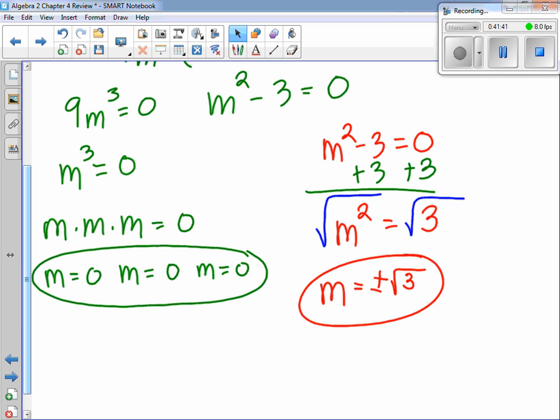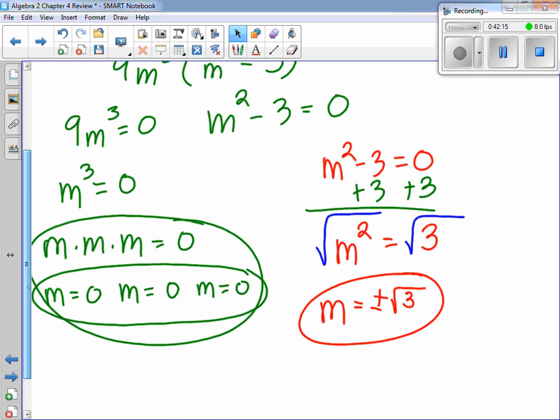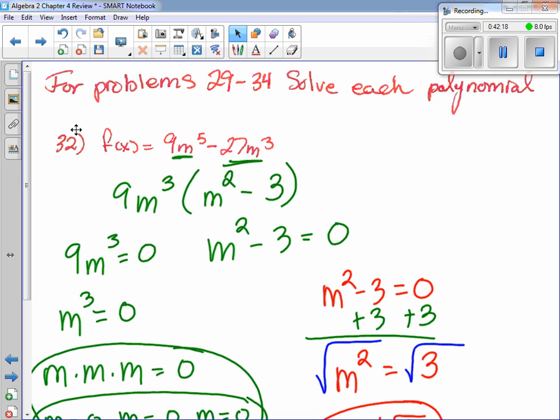So how many solutions do I have here? 5, because I have 0, 0, 0, square root of 3, and negative square root of 3. How many did we need? We have them all here. And the graph really gave us these three here. We would just need to know that 0 appeared 3 times. Questions on this here?